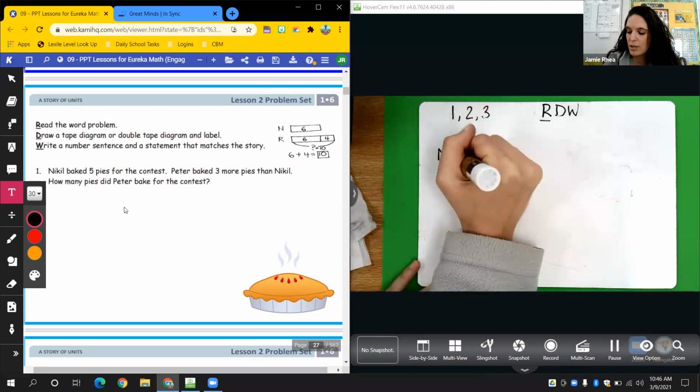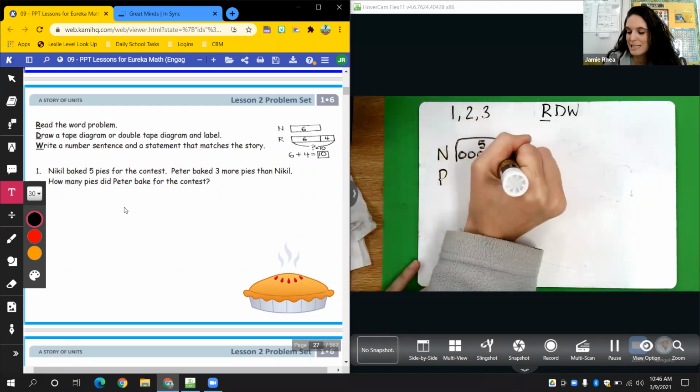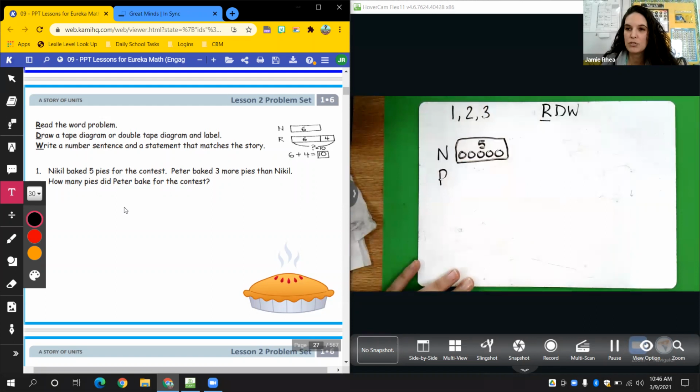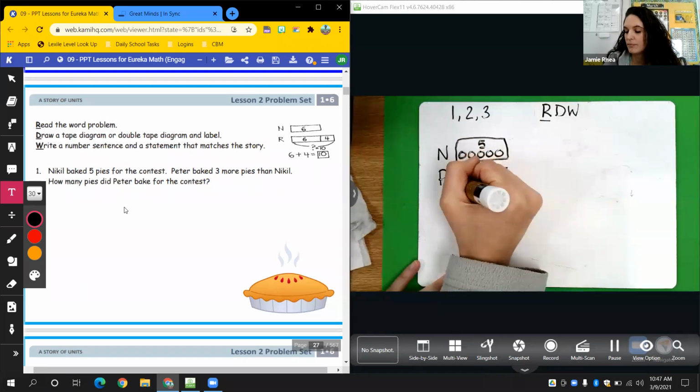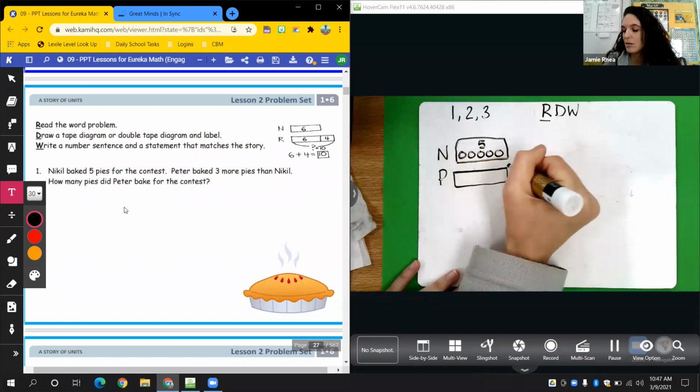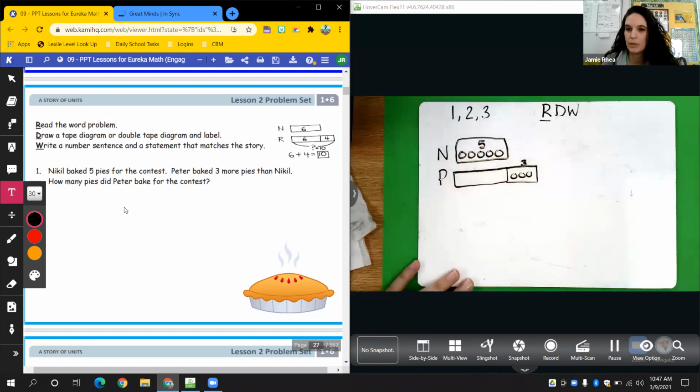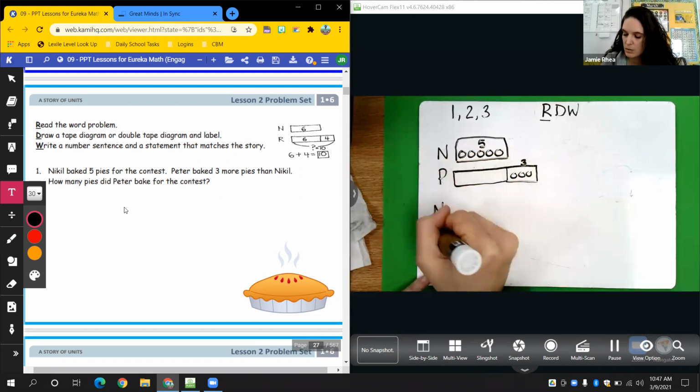Guys, drawing this out helps me see it. If you don't have to draw it out, that's fine. Okay. Peter baked 3 more pies than Nikhil. So I know that I can have my pies, but he also baked 3 more. Put 3 right there. Okay. How many pies did Peter bake for the contest? Now, I'm looking. If you want to do it this way, you can do it this way.